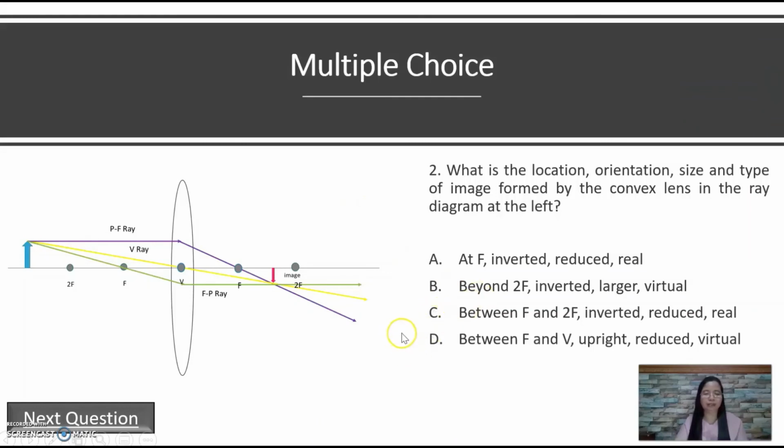Okay, so let's reveal the correct answer. And the correct answer is letter C, between F and 2F, inverted, reduced, and real. Did you get it right? Now let's proceed to question 3.